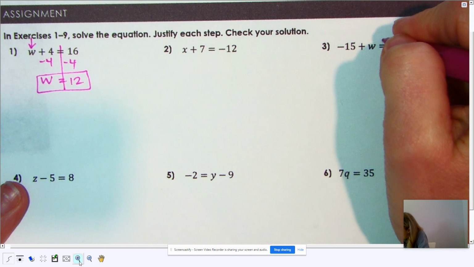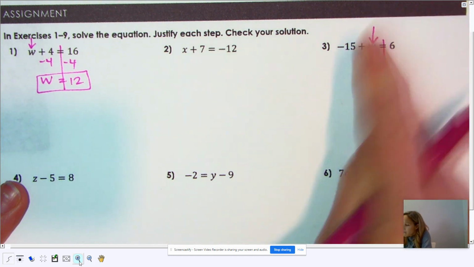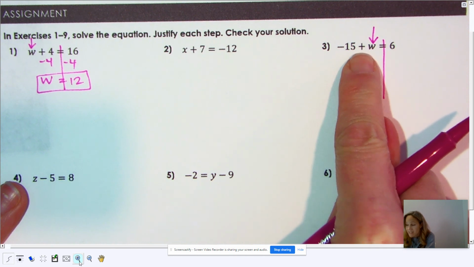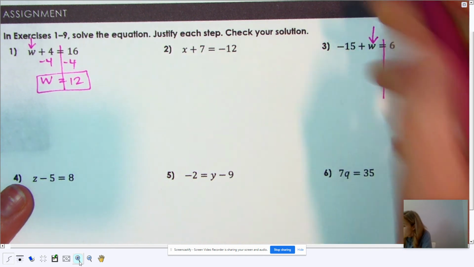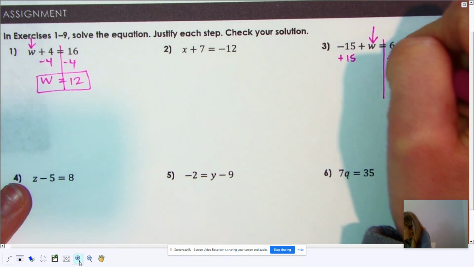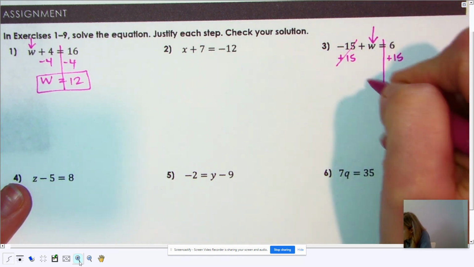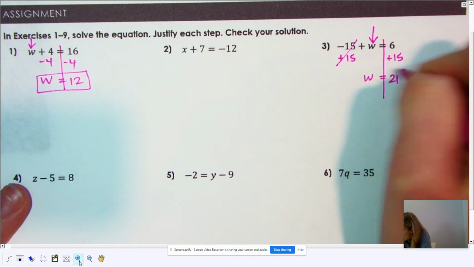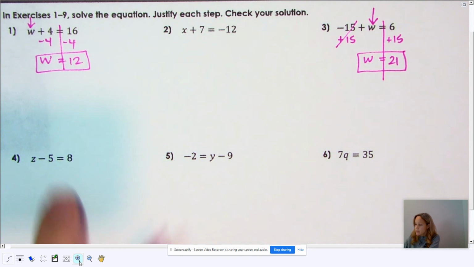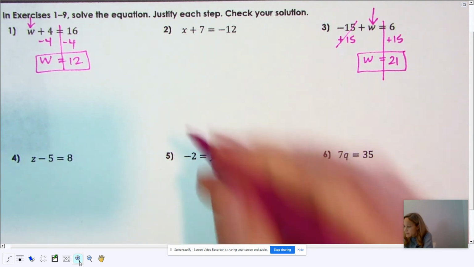Question number 3, there's the W, so I need to find what is happening to the W. Even though there's a plus right here, this is a -15. So I need the opposite of -15, so I do +15 on both sides. So that cancels. W is equal to 21. We're going to move right on to the next odd problem. You can try this one on your own, +5 on both sides.